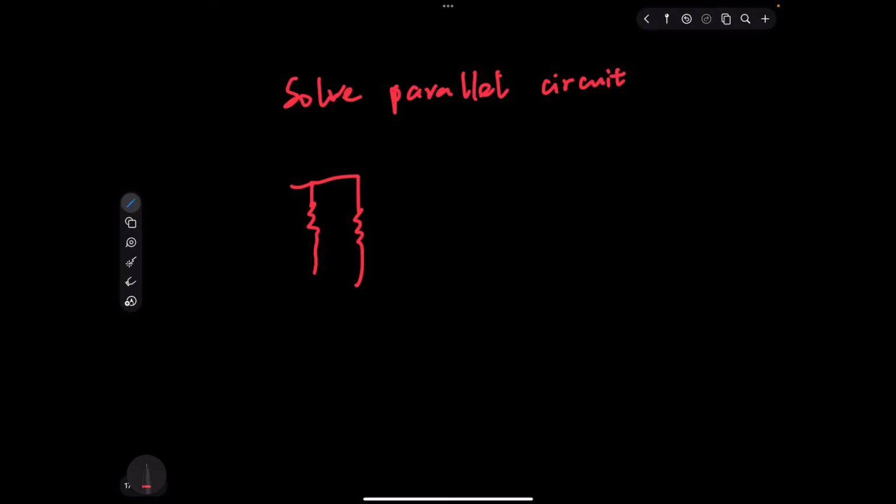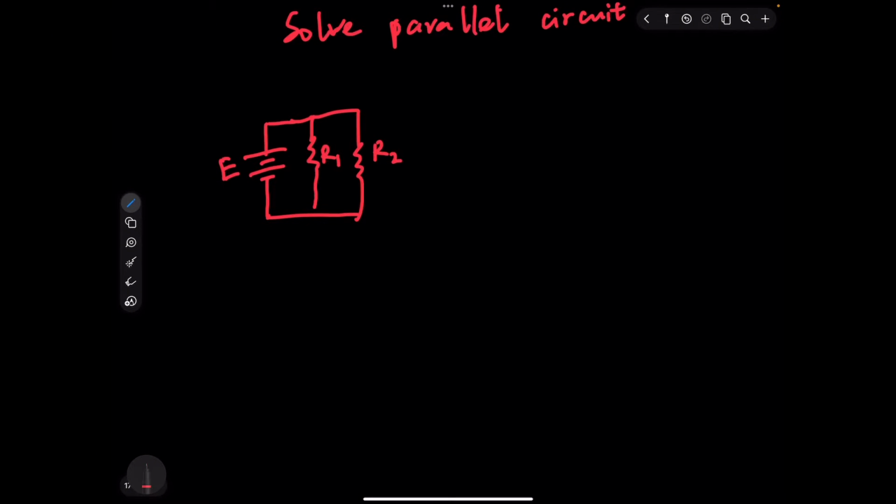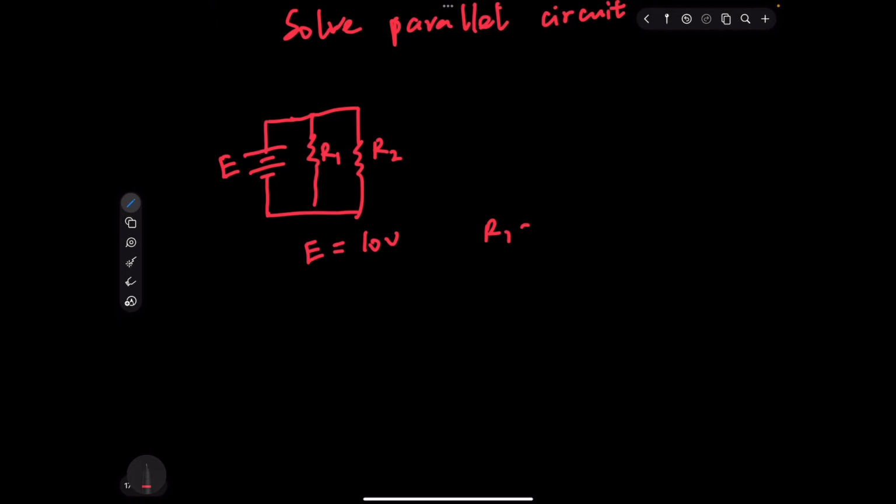Alright, today we're going to talk about how to solve a parallel circuit. Let's say we have something like this, there are two resistors in parallel. This is the power, this is the E, this is R1, this is R2. Let's say E equals 10 volts, R1 equals 5 ohms, and R2 equals 10 ohms.